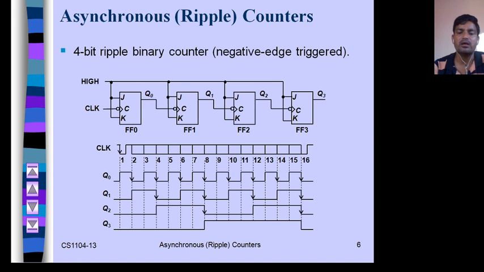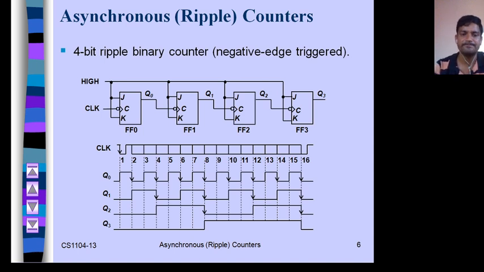Now can we implement any modulus counter which is not binary? For example, suppose you have to implement a mod 6 counter or mod 10 counter or mod 12 counter, in which N is not equal to 2 to the power n. Small n is the number of flip flops used and capital N is the modulus of that counter.